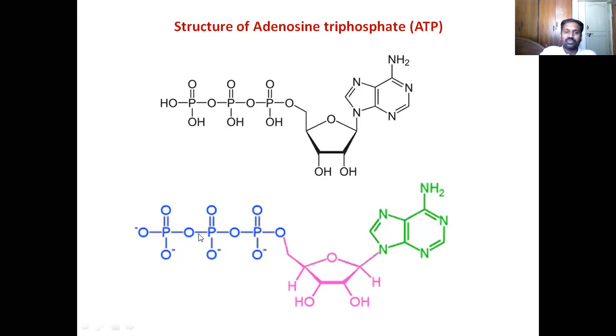How many phosphate groups do we have? Three. And how are they named? The one which is attached directly to the sugar is called the alpha phosphate. The next one is beta. The next is gamma. Okay. Although I haven't mentioned the nomenclature, alpha, beta, gamma, why is this nomenclature important? We'll see in the next slide.